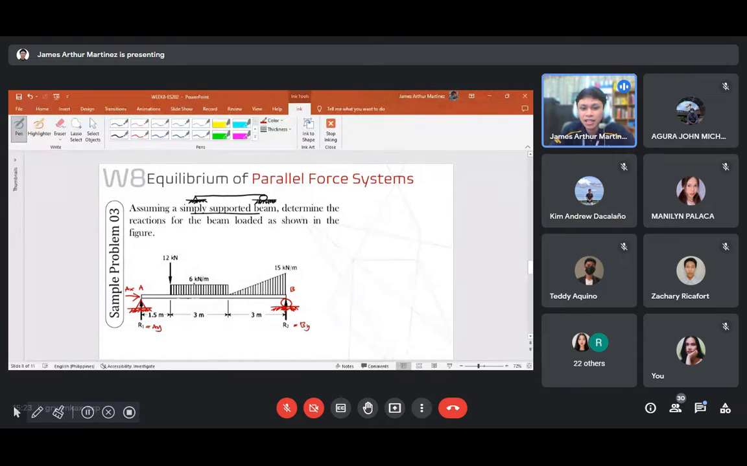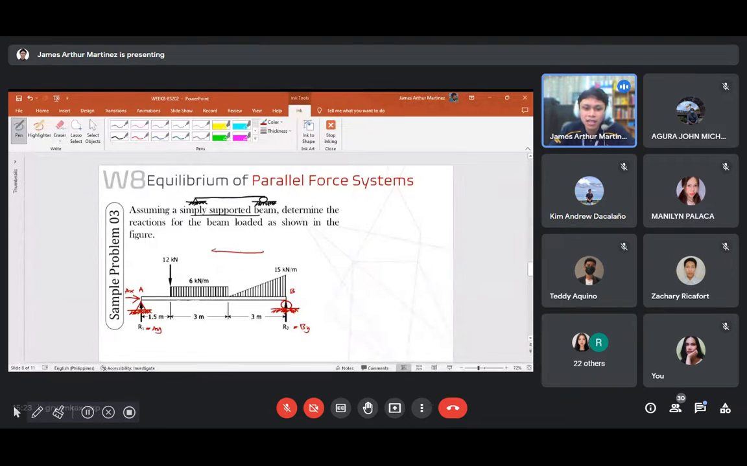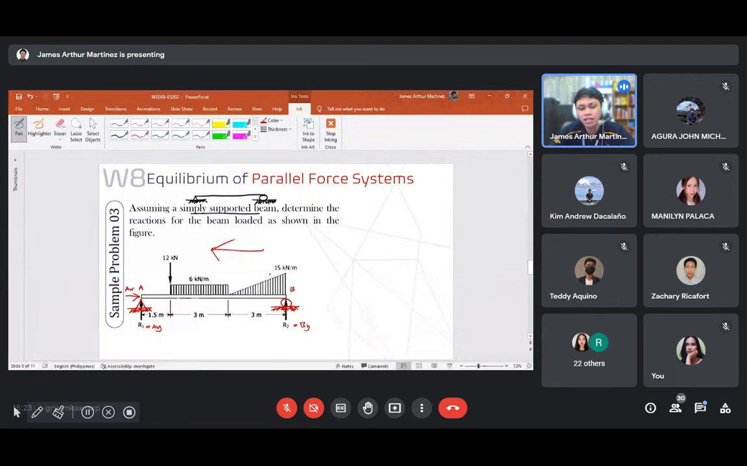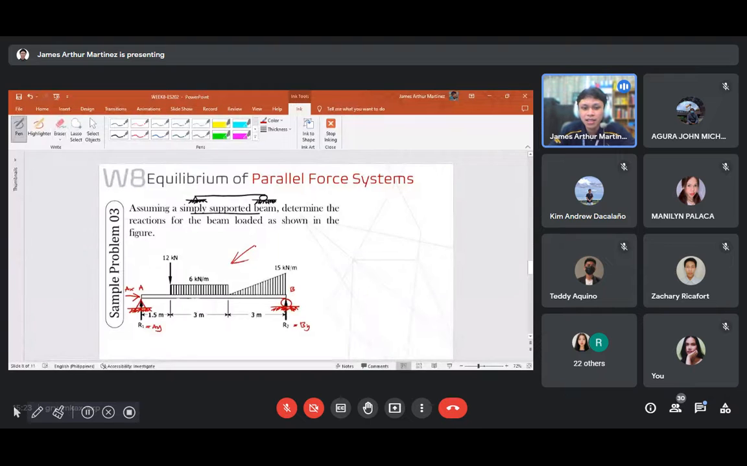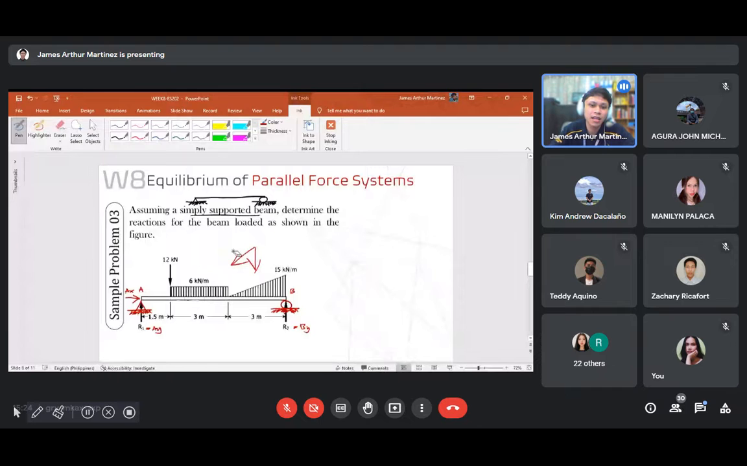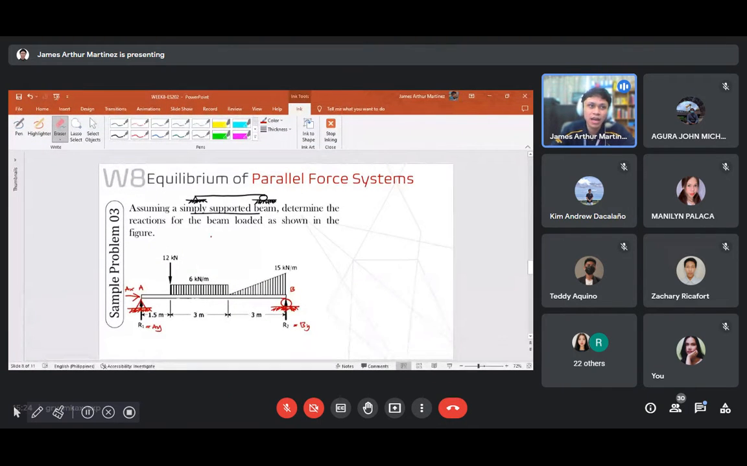Okay? So if you notice, class, the applied loads or applied forces on the structure are acting directly along the y-axis. They are all along the y-axis, because they are all downward. We don't see any inclined force there, and no force acting along the x-axis. If we have an inclined force, the tendency is we can resolve it into x and y components, and therefore we can say there is a force acting along the x-axis. So, in this case, there is none.